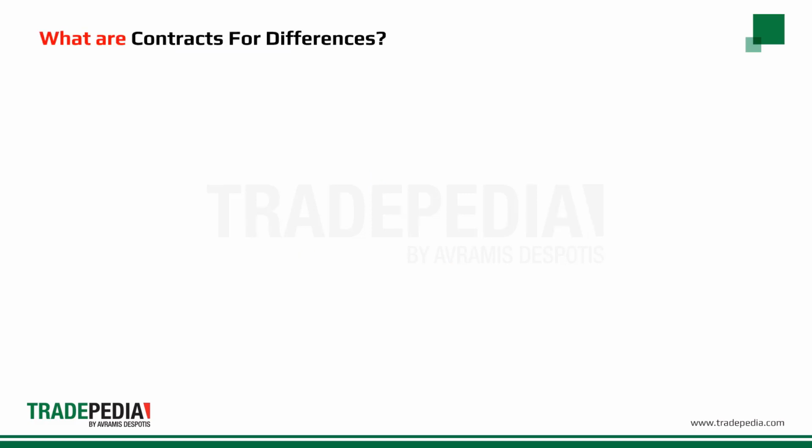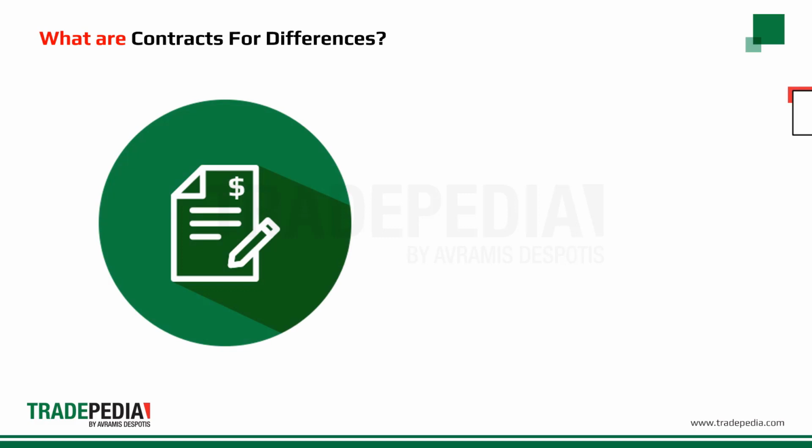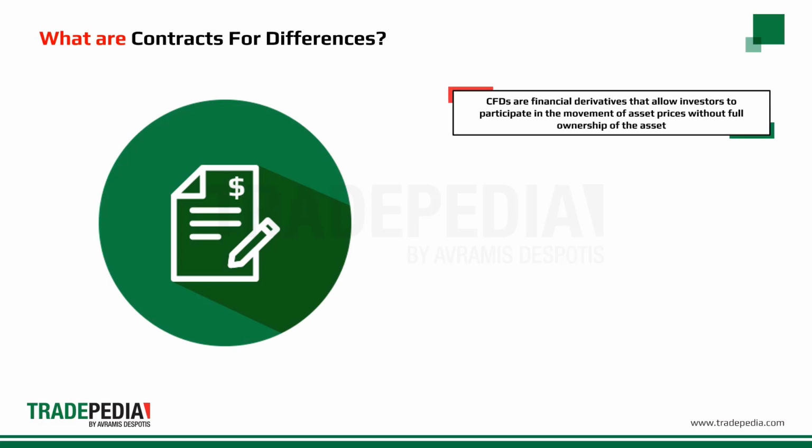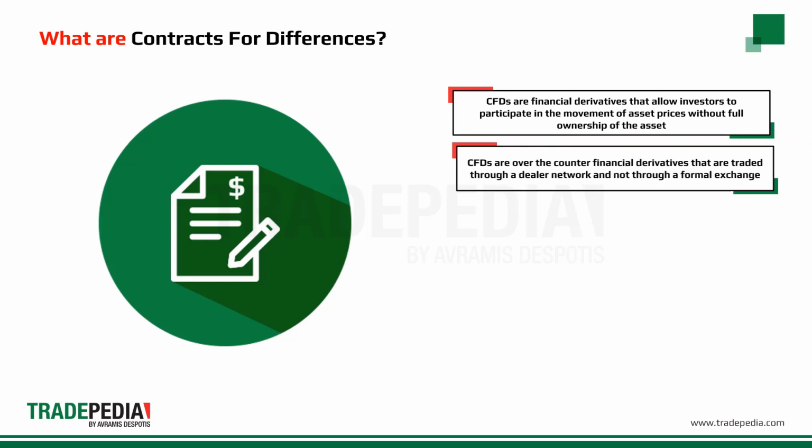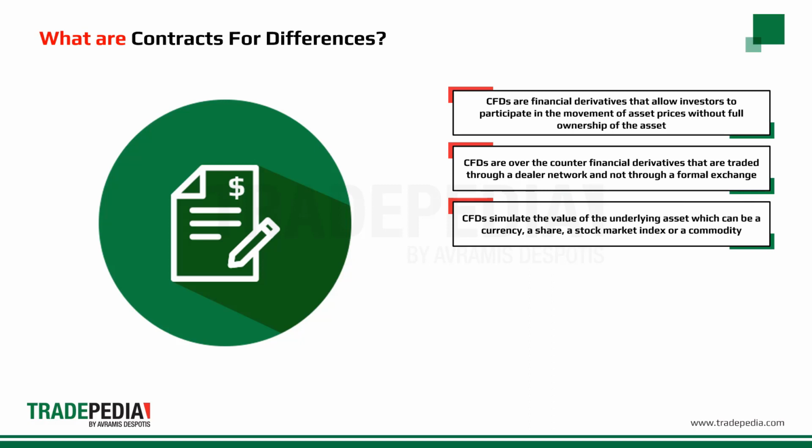What are contracts for differences? Contracts for differences, also known as CFDs, are financial derivatives that allow investors to participate in the movement of asset prices without full ownership of the asset. CFDs are over-the-counter financial derivatives that are traded through a dealer network and not through a formal exchange. CFDs simulate the value of the underlying asset, which can be a currency, a share, a stock market index, or a commodity.